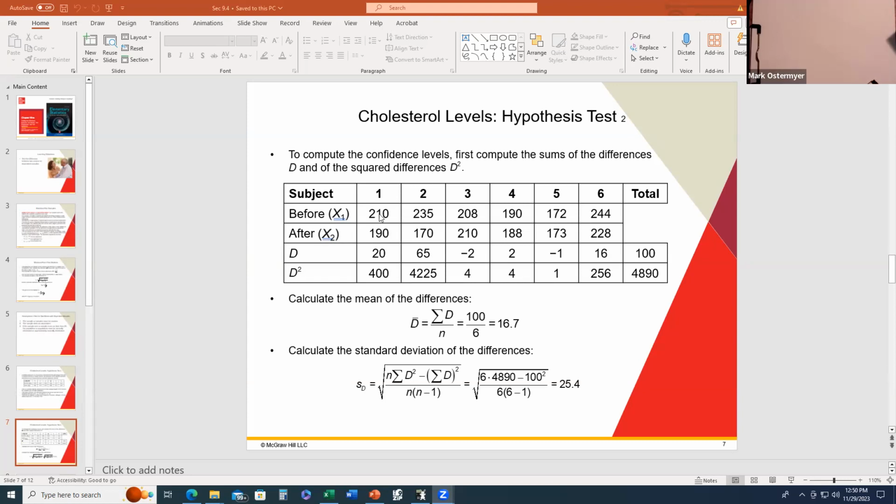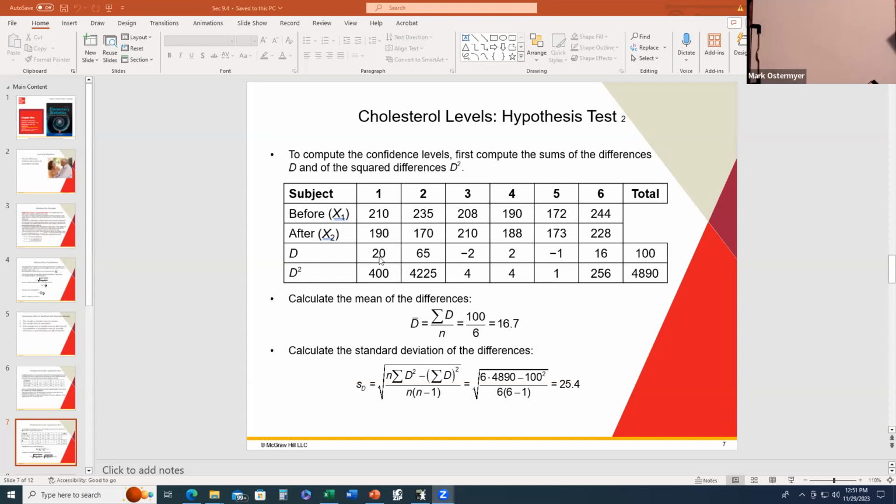So the difference in cholesterol levels for subject number 1 would be 20. Now, I don't know what the units are for the cholesterol levels. Trying to remember what they are here. It's so many micrograms, I believe, per volume of blood. I think that's what it is for cholesterol level. I can't remember the units. I think it was like microgram per milliliter or something of blood. I think those are the units, but they left the units off.